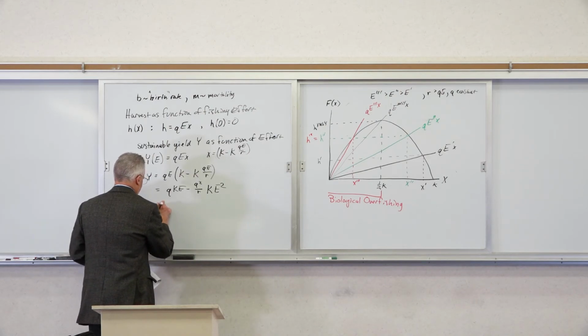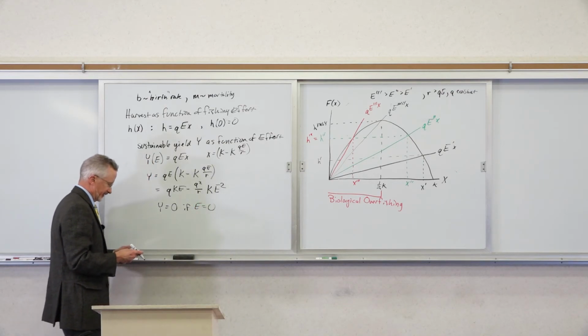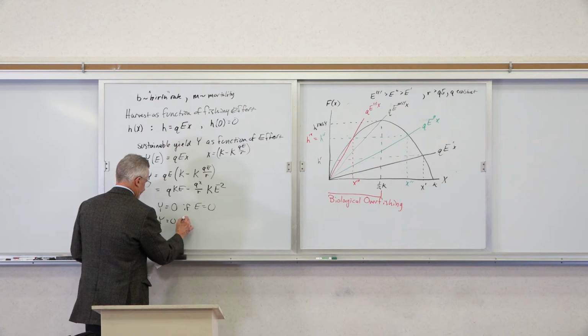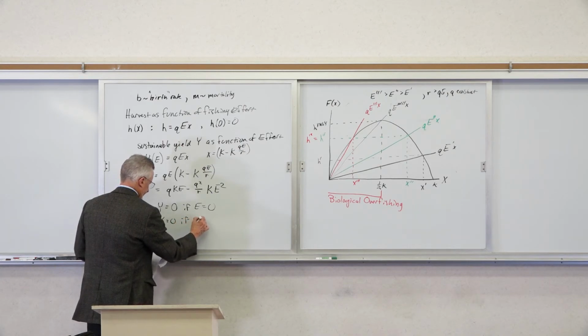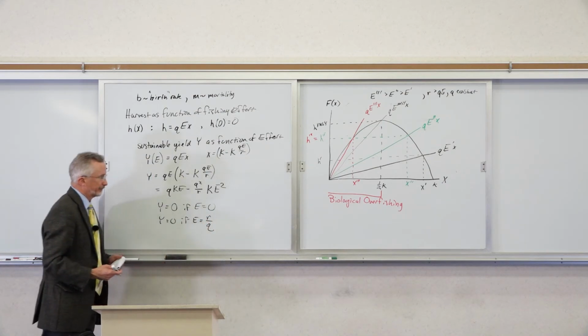And obviously Y equals 0 if there's no effort, there's no yield, makes sense. And also Y equals 0 if effort equals R over Q. Okay, great.